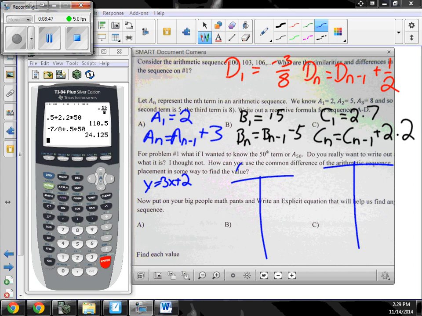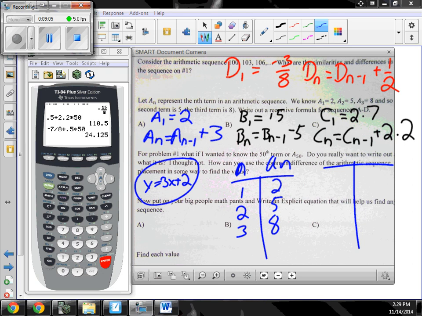So this is n and a sub n. We already know when n is 1, a sub n is 2. When n is 2, a sub n is 5. And when n is 3, a sub n is 8. So let's use this formula to calculate x's and y's. Well, if I plug in 1, what do I get? 5. If I plug in 2, what do I get? 8. If I plug in 3, I get 11. Those don't match.